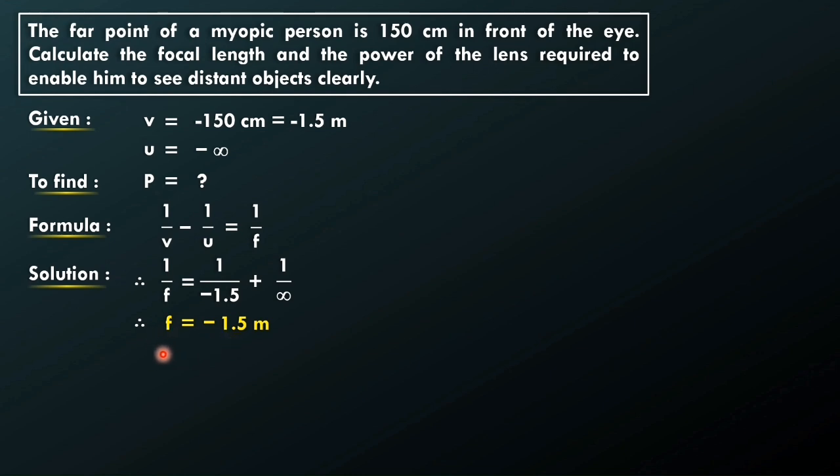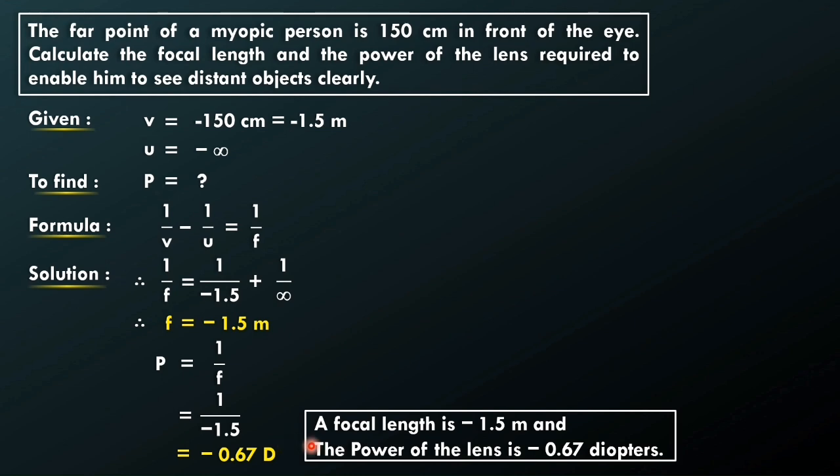So now we can easily find the power of the lens, right? Therefore P equal to 1 by f. Since the focal length is in meter, we don't need to convert again. Now you can directly substitute it. Therefore P equal to 1 upon minus 1.5. Therefore power equal to minus 0.67 diopter. Hence the required focal length is minus 1.5 meter and the power of the lens is minus 0.67 diopters.